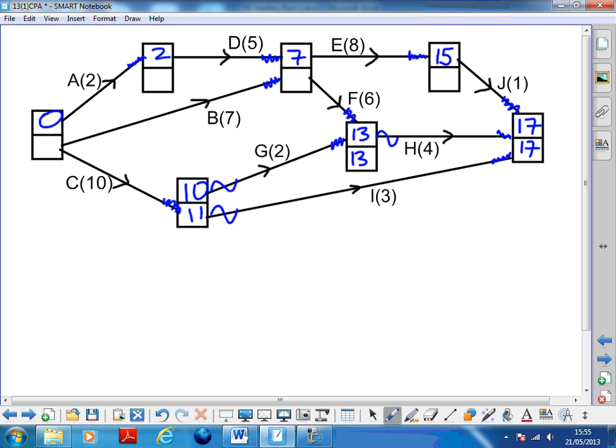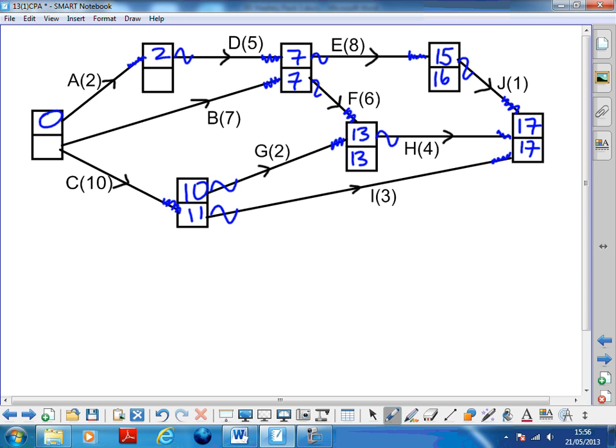Right, back up here. This one's got one thing coming out of it. So 17 minus 1 is 16, only one to consider. This one's got two things coming out of it. 16 minus 8 is 8. 13 minus 6 is 7. I want the smallest, so that's 7.